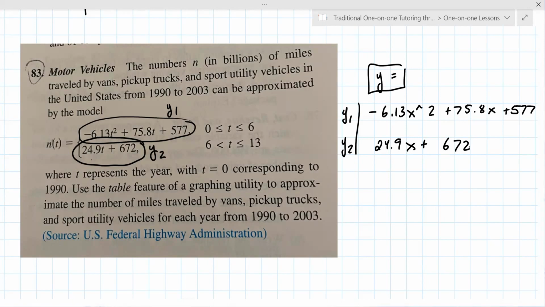Let me know when you guys get this entered in. I'm entering it myself, so I'll probably be the last one to finish.